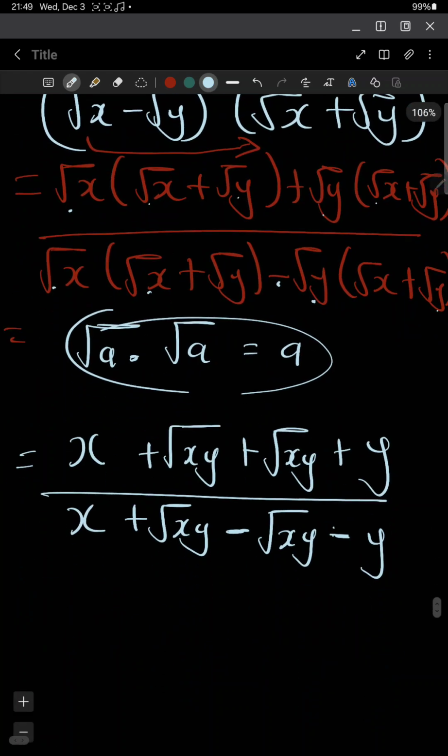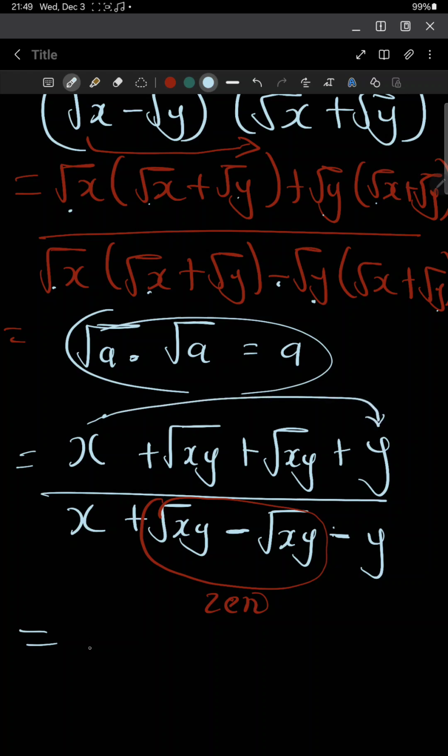After doing that, if you observe this, let me use this for you to see it. So this is 0. After that, we'll simplify the numerator. This and that, we'll put them together. So it will be x plus y, plus square root of xy plus square root of xy. It is 2 square root of xy.